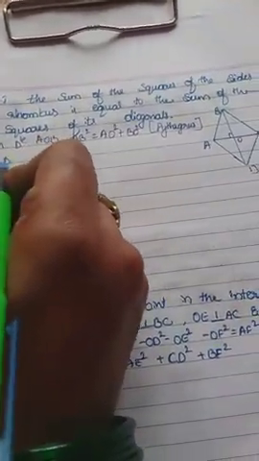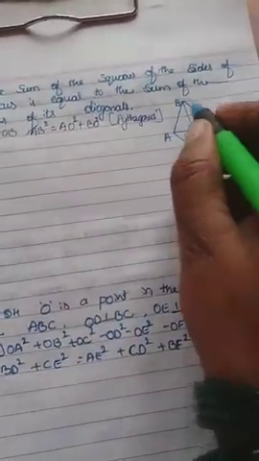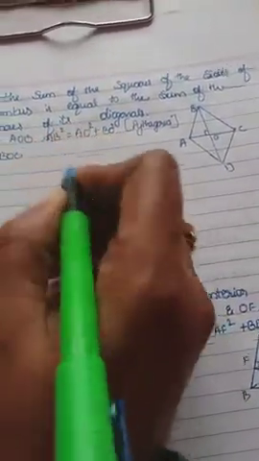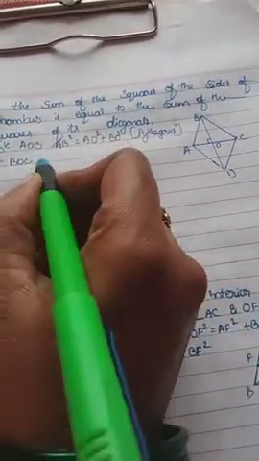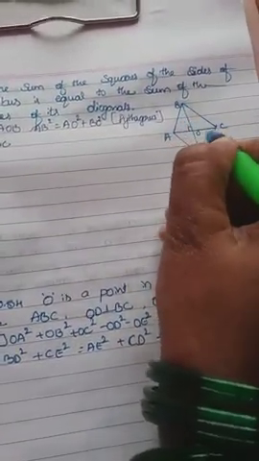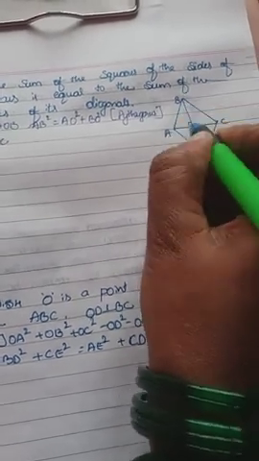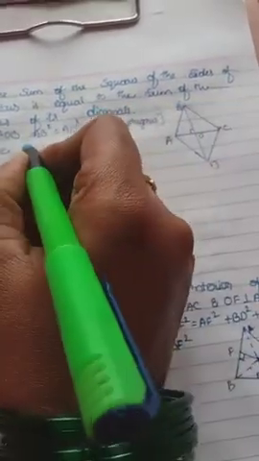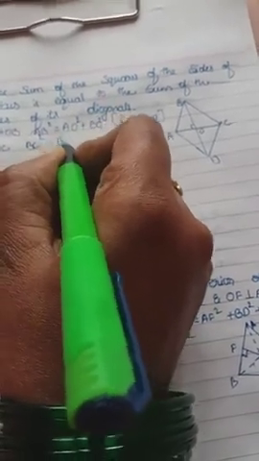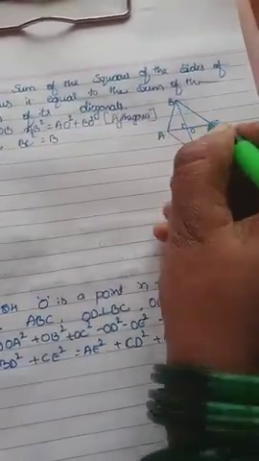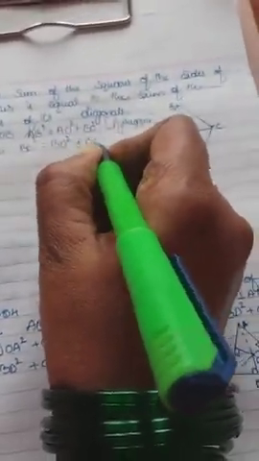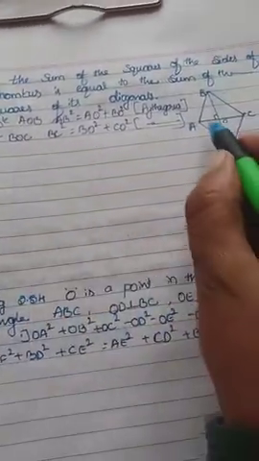In the same way, the second triangle is BOC. Four triangles we can get inside this rhombus. According to the Pythagoras theorem, in this triangle the hypotenuse is BC, so BC square equals the other two sides, BO and CO, that is BO square plus CO square. This is also the same Pythagoras theorem.